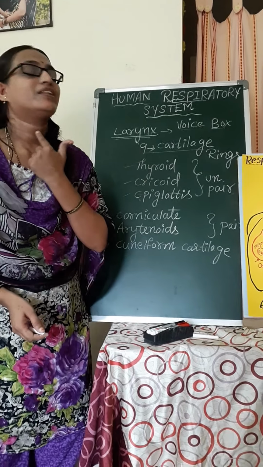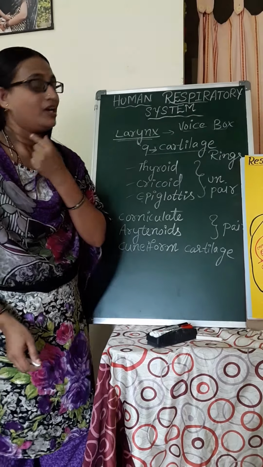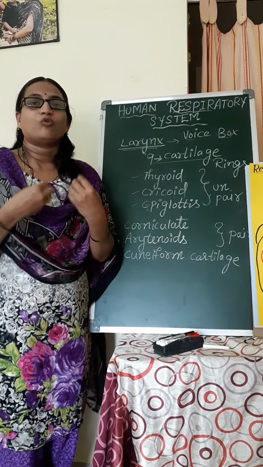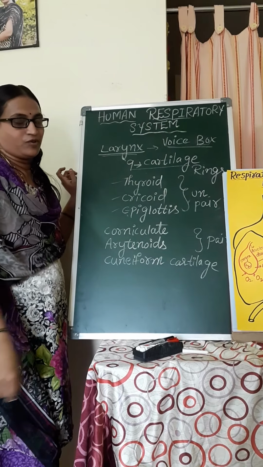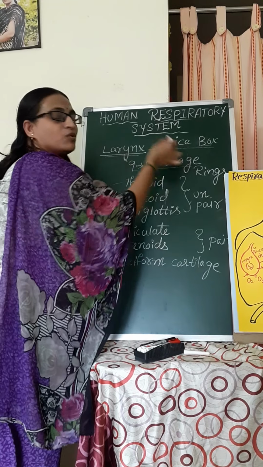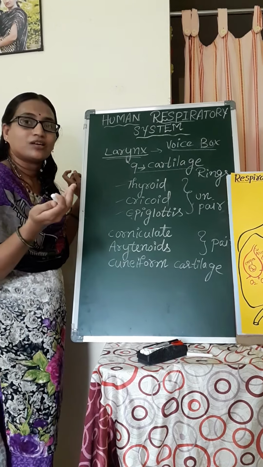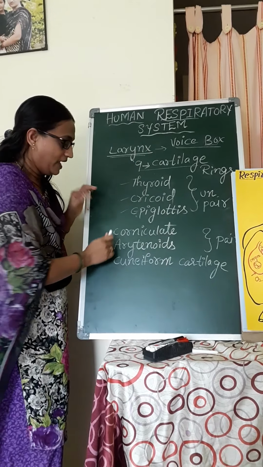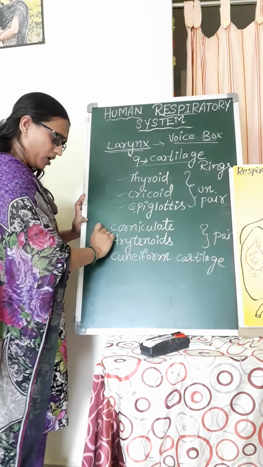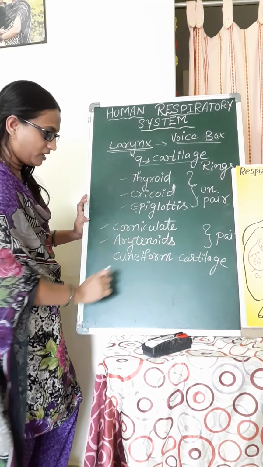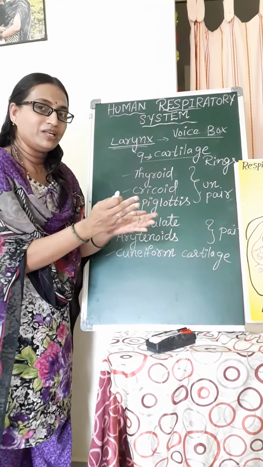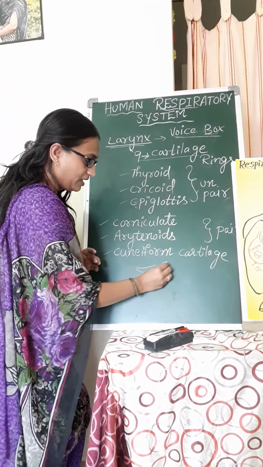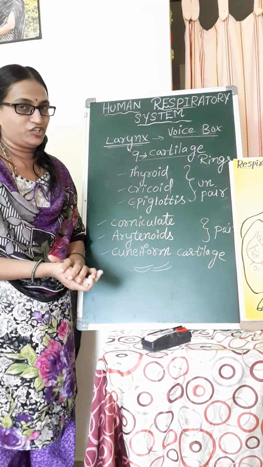This part we call the larynx part. Only in this larynx part is sound produced, so it is also called the voice box. The larynx is also known as the voice box because the vocal cords are present in that part. Next, the arytenoid cartilage, corniculate cartilage and cuneiform cartilage. These are paired cartilages, paired in nature.